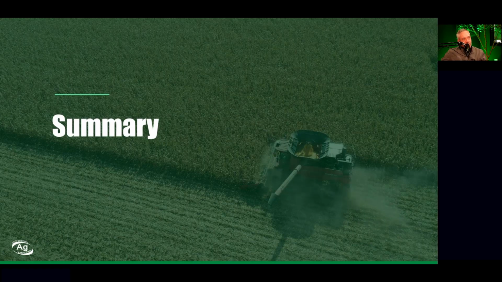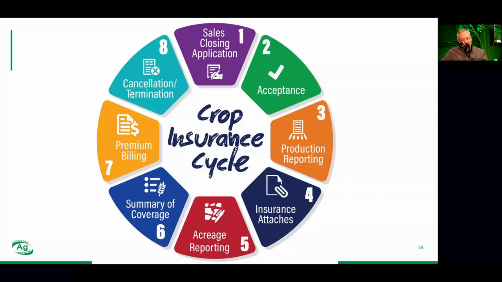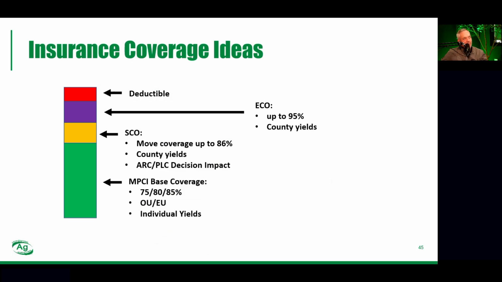Okay, wrapping up here in summary, we kind of went through our crop insurance cycle. You know, our units, our APH, our products kind of go along with this cycle. Obviously, sales closing date, we have to determine the crops, the county, what unit structure is going to fit us, what products are we going to use to protect us for the year. Acreage reporting is going to help determine what unit structure I qualified for. And then when I report my production after harvest, it is going to go in my database and set my APH for the following year.